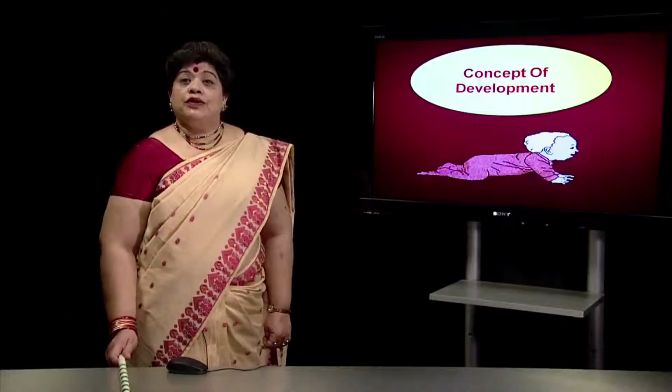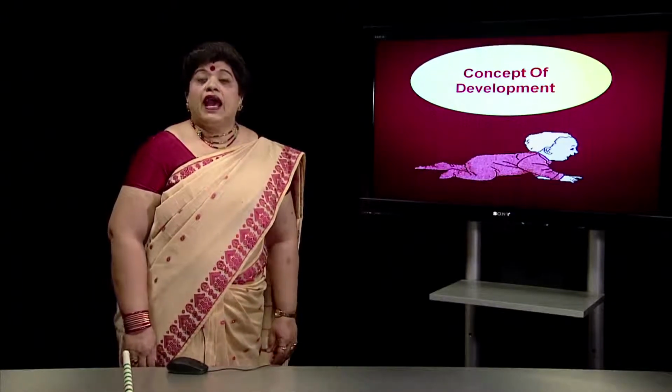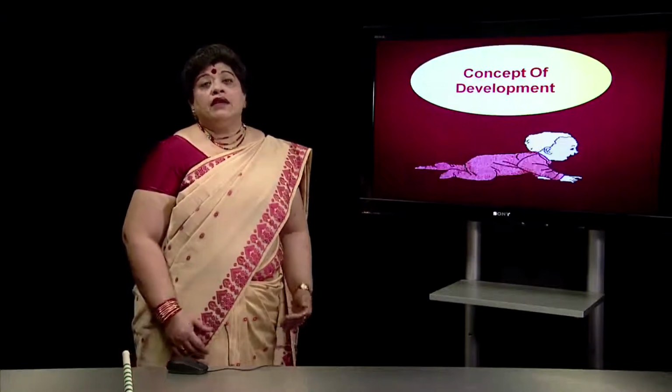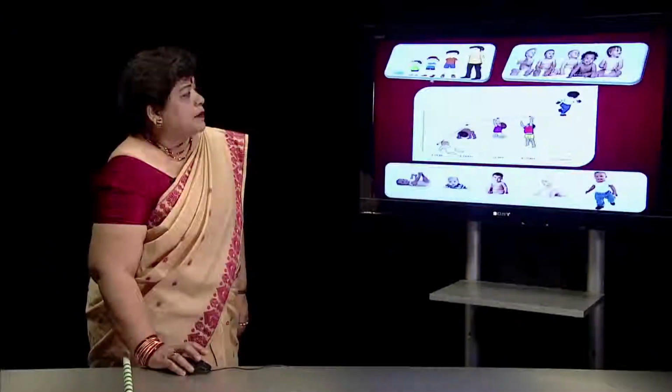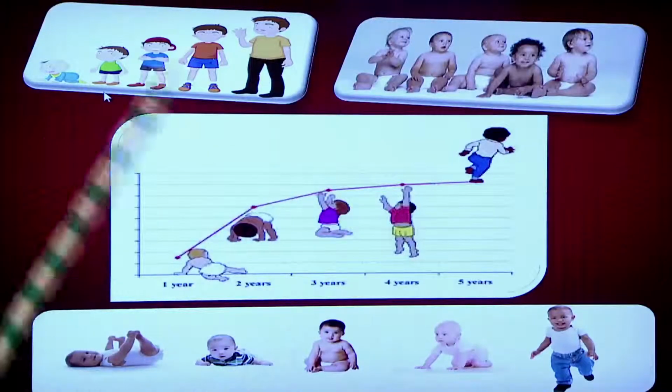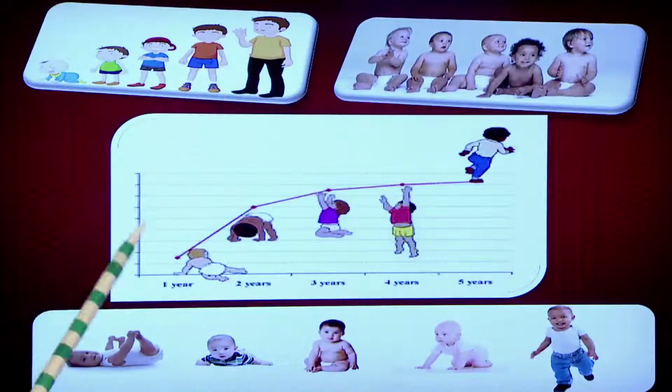Today we will discuss the concept of development. Development, as you all know, is a continuous process. It keeps happening throughout life. As the child grows and becomes an adult, you will find that continuous changes are happening. A child is born and becomes a toddler, then an adolescent, and grows up into an adult.